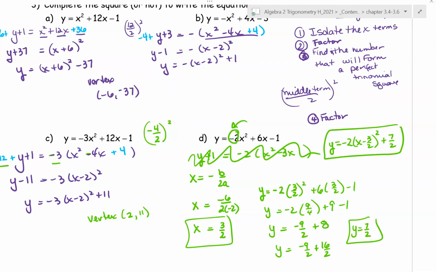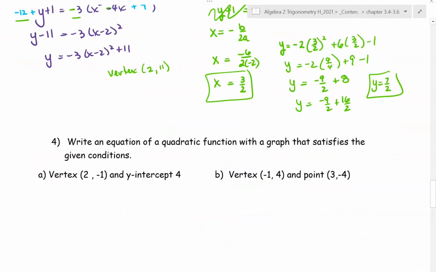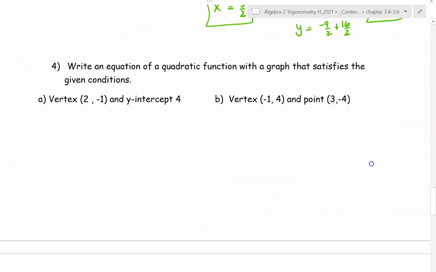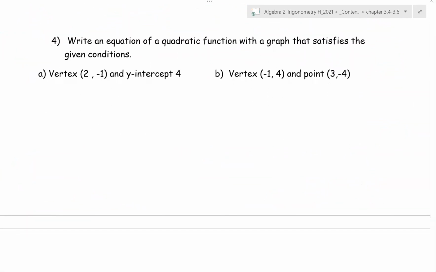Okay, so for part 4, we're going to write an equation of a quadratic, and notice that I have very minimal information. So for this one, it might help if you get a visual. We have a vertex of (2, -1) and a y-intercept of 4. So that means that it must open upward.